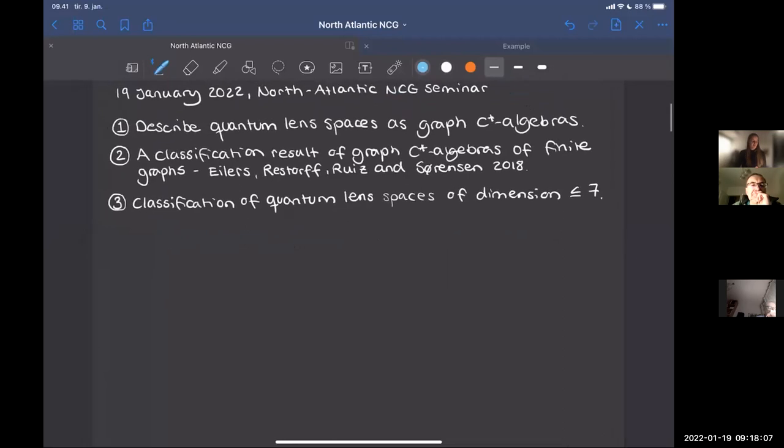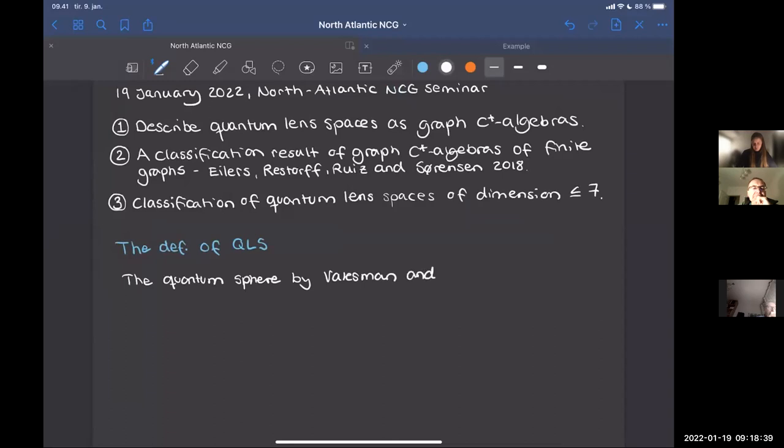give you the definition of quantum lens spaces. Quantum lens spaces are defined as a fixed point algebra of the quantum sphere by Vaksman and Soibelman. So let me first recall for you the definition of that. The quantum sphere by Vaksman and Soibelman: we take a parameter q between 0 and 1, and then this quantum sphere is S_q^{2n+1}.